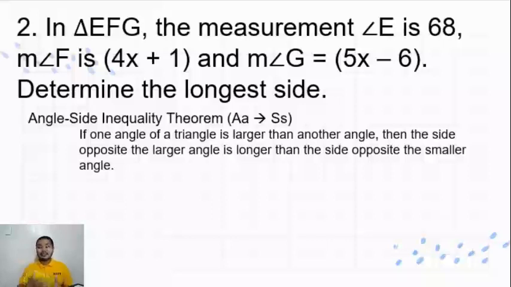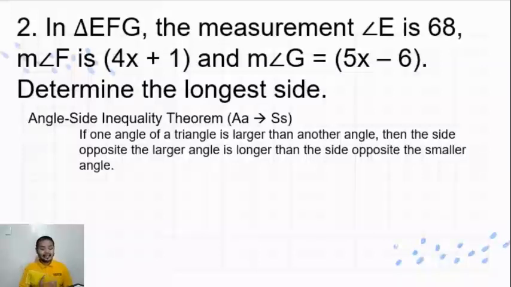So ito yung kung natatandaan niyo yung discussion natin last week. So angle side inequality theorem, given yung angle, kailangan mo lang i-identify yung pinakamalaking angle doon. Then yung opposite side niya, definitely that will be the longest side. So, ang gagawin natin dito sa number 2, kailangan natin ma-identify yung biggest angle. So, for us to identify, kailangan muna nating malaman yung value ng x.